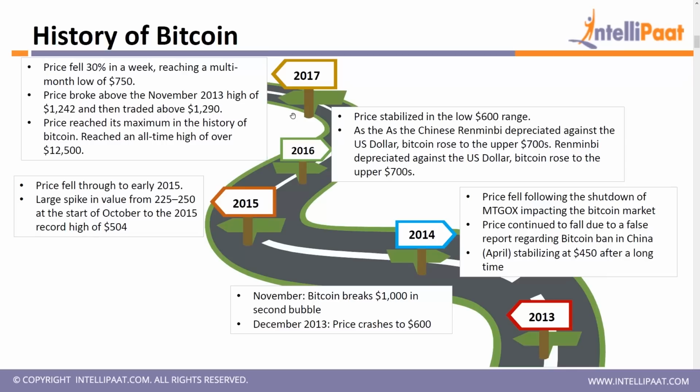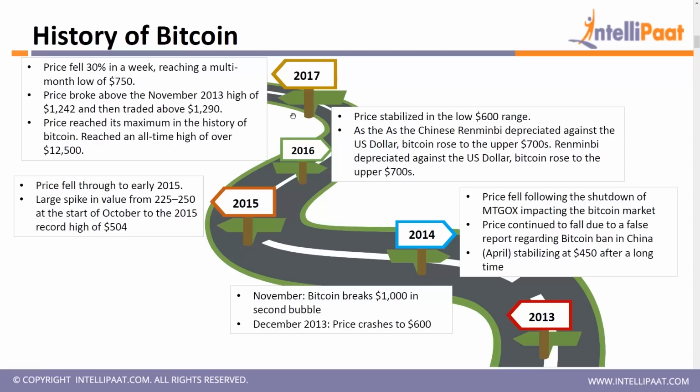In 2015, prices fell again through to early 2015. A large spike in value from $225 to $250 at the start of October 2015 was recorded, and the record high was $504 in 2015. Price again stabilized to the low $600 range in 2016 as the Chinese renminbi depreciated against the US dollar. Bitcoin rose to the upper $700 during this period, as the renminbi depreciated against the US dollar. Bitcoin rose to the upper $700 again.